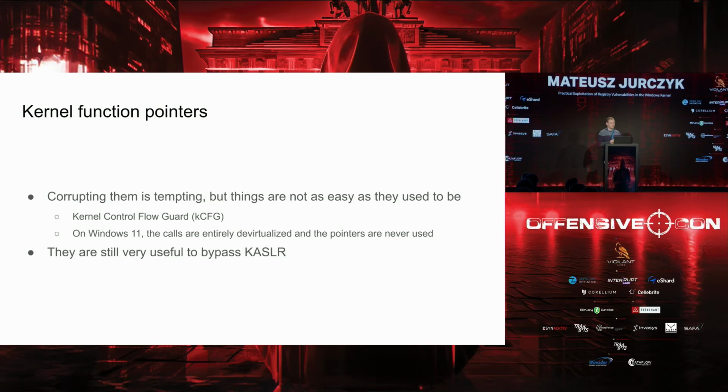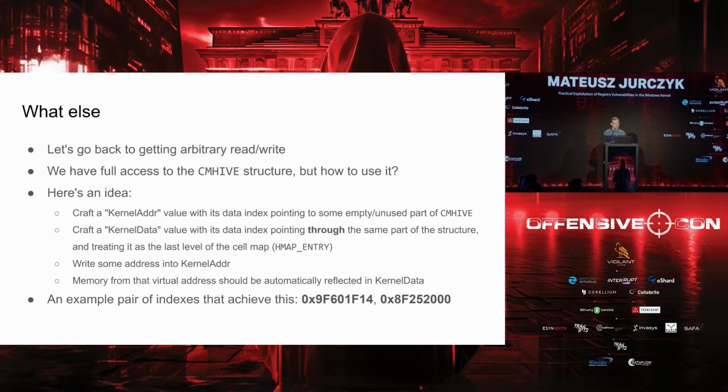So normally it would be great if we have kernel pointers that we can read and write. Corrupting them would be very tempting, but it's 2024, so things are not as easy as they used to be. First of all, we have kernel control flow guard. And second of all, in Windows 11, it actually turns out that the calls to these function pointers are devirtualized, and they are actually not used, and the functions that they point to are called directly. So it doesn't really help us that much. But even having access to these pointers is already great as a KASLR bypass. So what else can we do in this case?